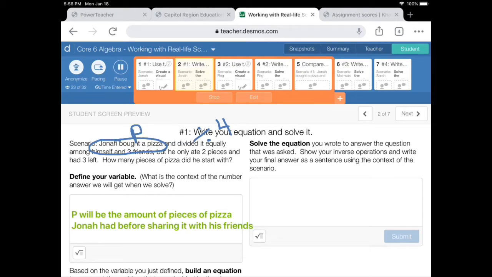So then the next thing that happens is he eats 2 pieces. So we know this P divided by 4 is going to represent Jonah's share of the pizza. And he's going to eat 2 pieces, which we know is going to take some away. So that eating is going to be subtract 2. And he has 3 left. This is like our remainder. Right? So we can say maybe equals 3. So let's look at how that looks all together.